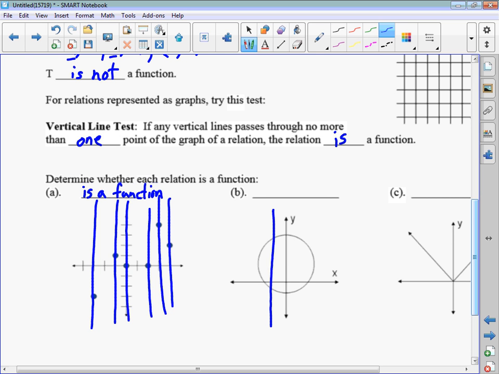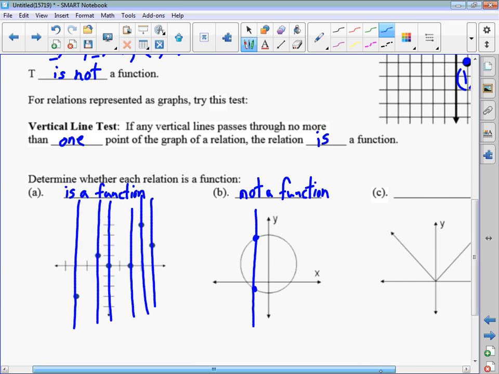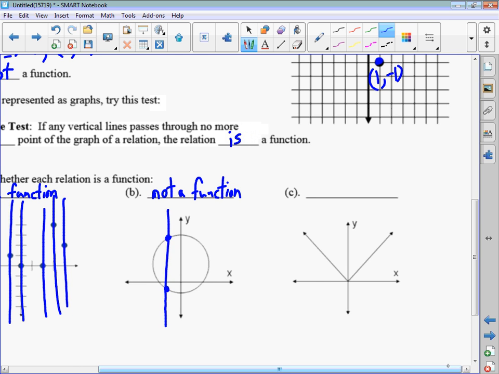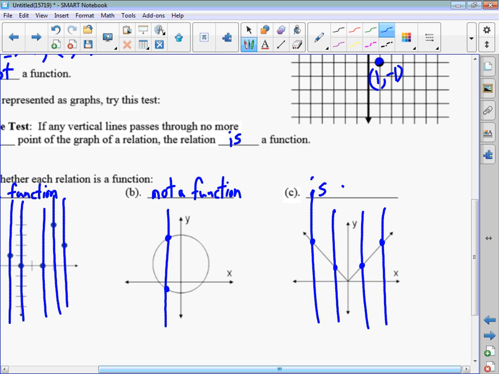When I try the vertical line test, right off the bat, I see that it hits twice. This is not a function. And on this last one, try a couple. I only hit at 1 point for each vertical line test. That means that this is a function.